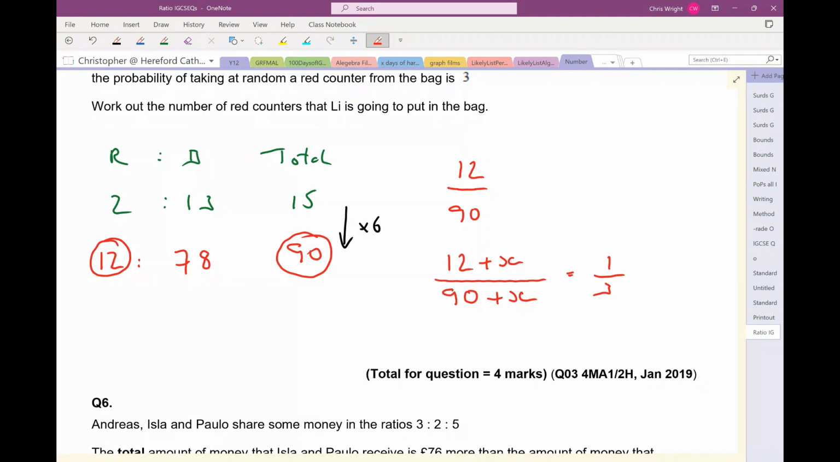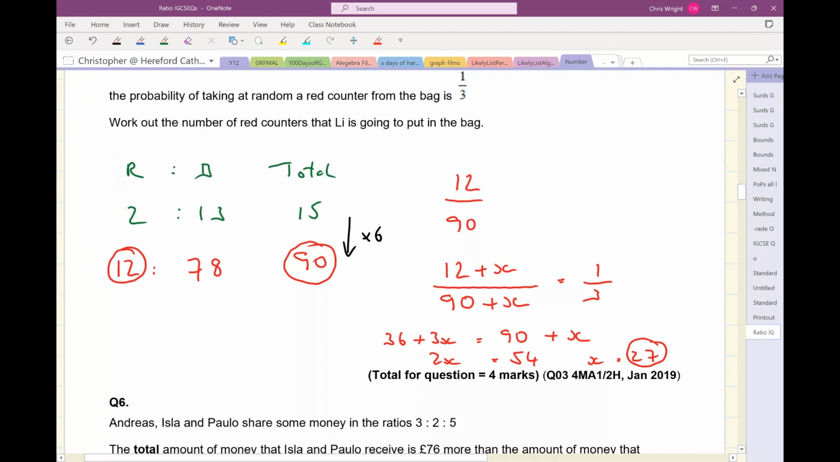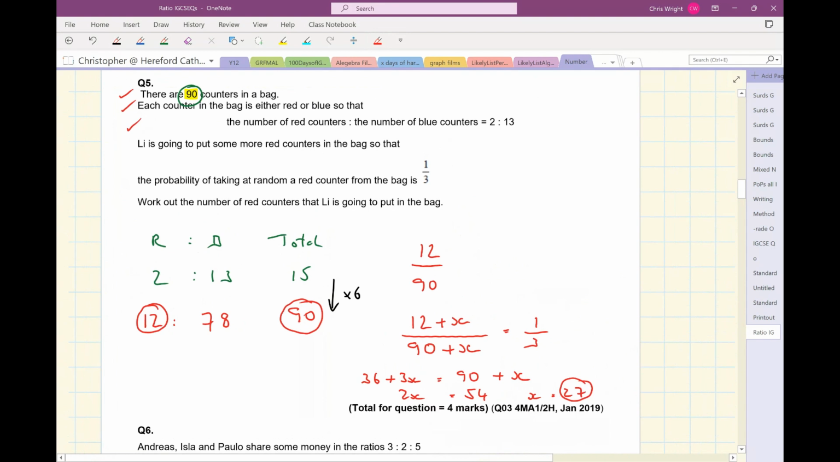Right, I'm going to multiply both sides by 3. Gives me 36 plus 3x on the left and 1 on the right. And I'm going to multiply both sides by 90 plus x. So this is the equation which I'm going to solve. I have to say, I think this is a really tricky question, because to get that equation is pretty tricky, if you ask me. But the answer is that she's going to add 27 counters, 27 red counters. But I think that is a tremendously tricky question for a question number 3 on a paper.